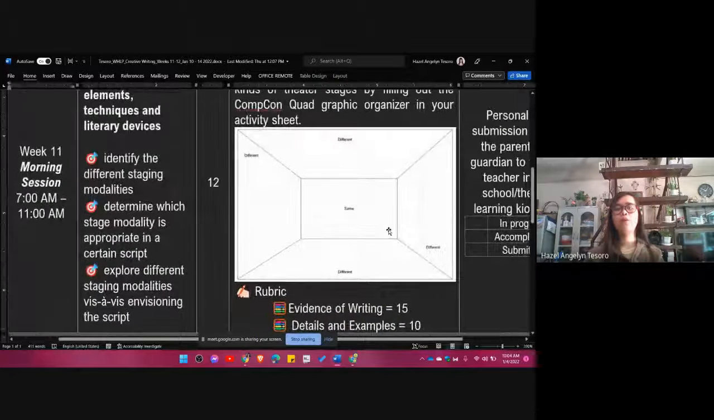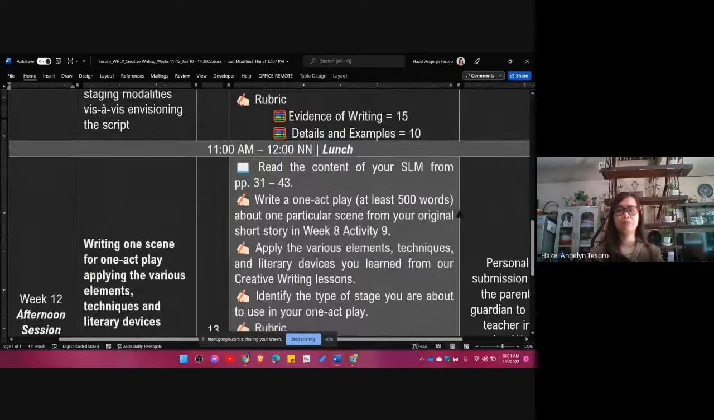So for the rubric, evidence of writing is 15, details and examples 10. For plagiarized outputs, I'm not going to check them. That would automatically receive 0 points.